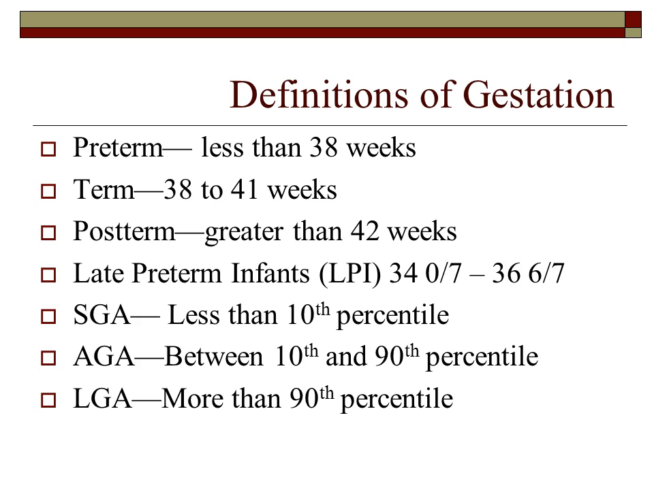Let's start with a few definitions of what we qualify as high risk. First, there's a preterm infant who's less than 38 weeks. The term infant is between 38 and 41 weeks, so these are not your high risk babies. Postterm is greater than 42 weeks.